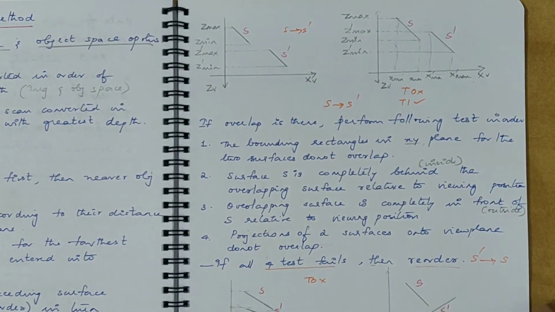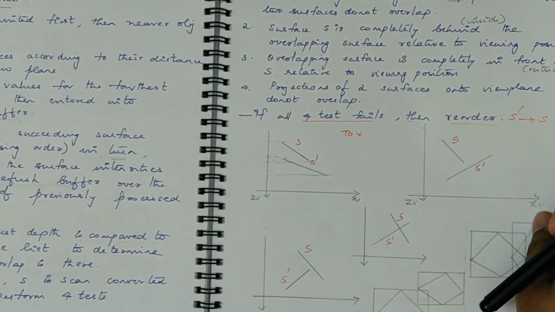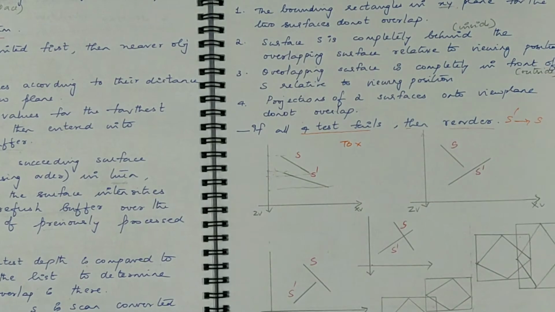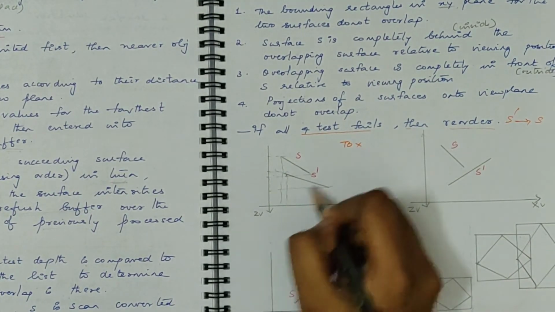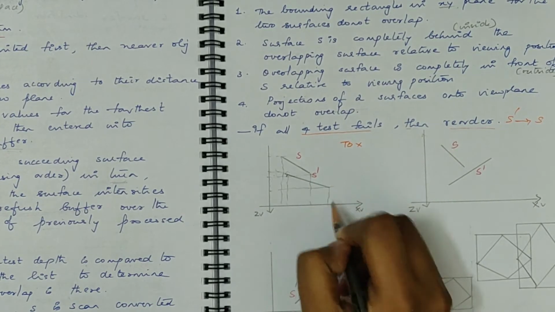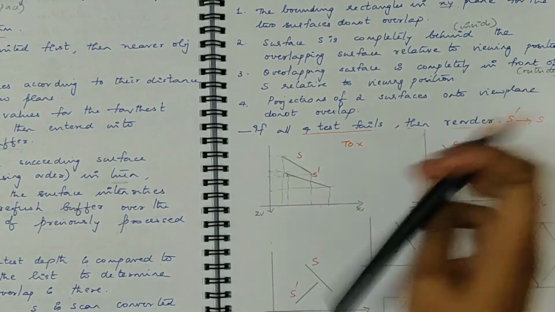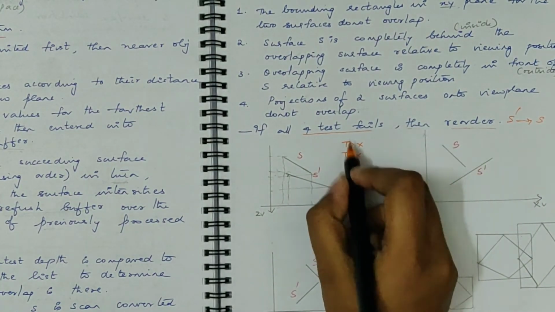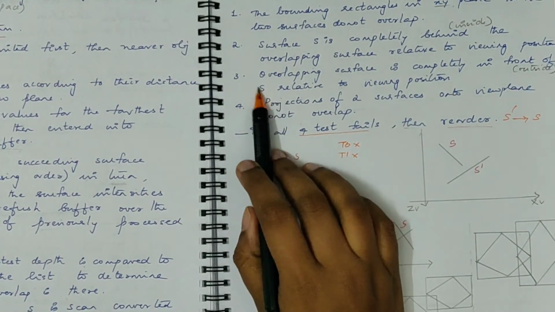But if you take another example, you can see that there is depth overlap, as well as overlap in the X direction. These are the X values, so there is overlap in the X direction also. That means this fails test 0 as well as test 1. It fails both the tests. So in that case, you have to go to the second test.